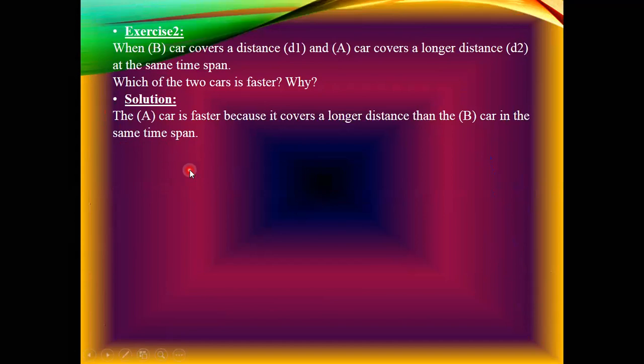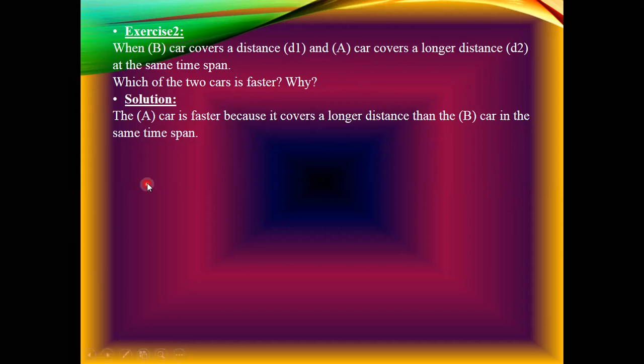Let's see another example or exercise. Car B covers distance D1 and car A covers distance D2. So surely D1 is different from D2, at the same time span, meaning time is constant here, but the difference is in D1 and D2. Which one of these two cars is faster? Of course here it is very simple: A, because A takes a longer distance in the same time.